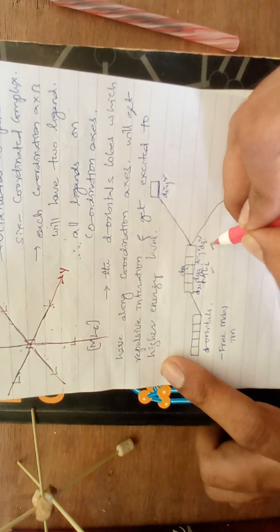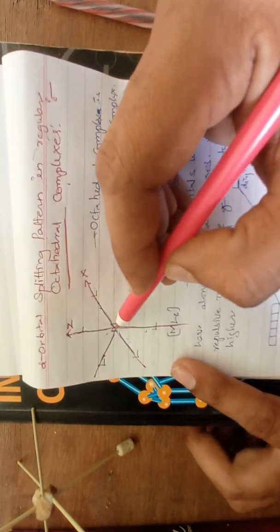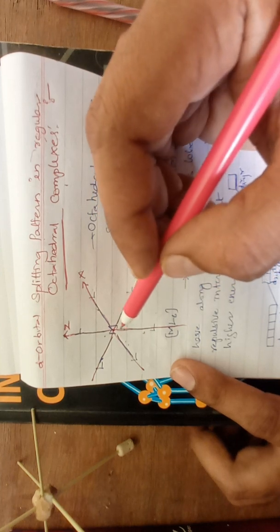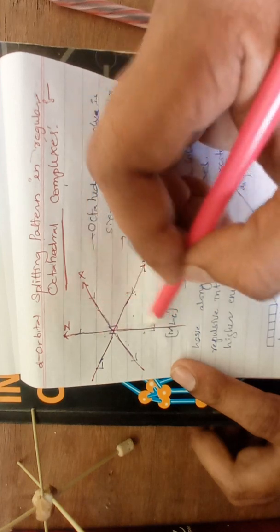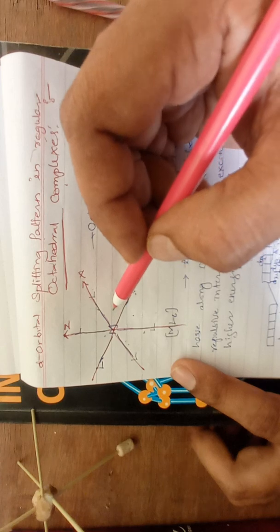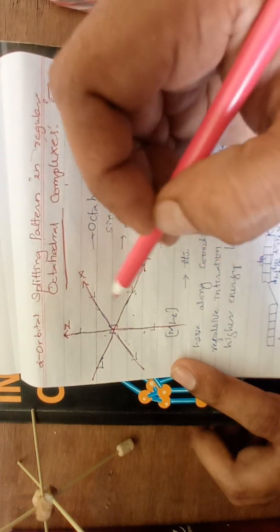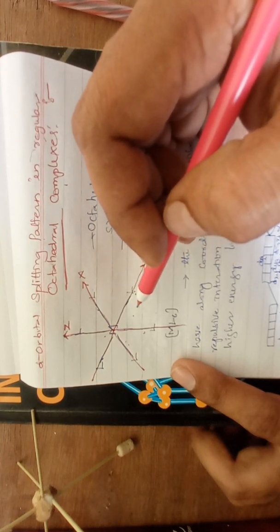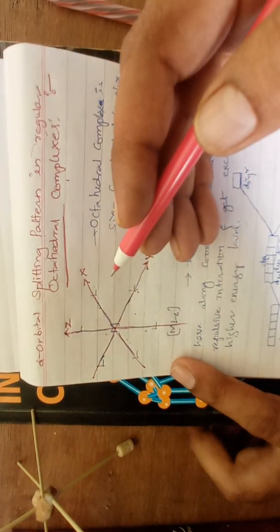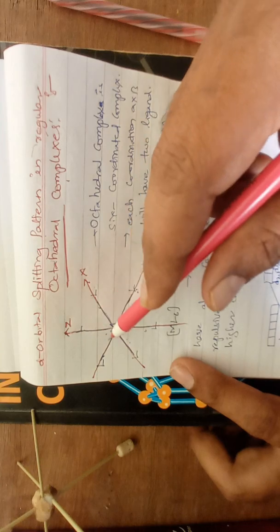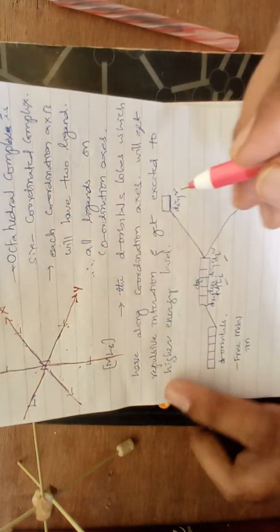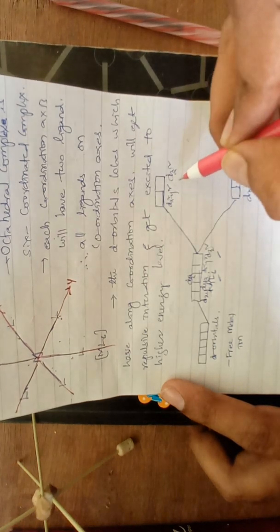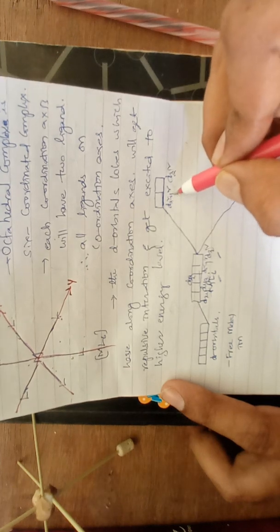Coming to the dz square orbital, how is it? Along the z-axis there are two lobes, and at the middle, around all three coordinate axes, there is a spherical lobe. This means the two z-oriented ligands will have direct repulsive interaction with the dz square lobes, and the four ligands along the x-axis and y-axis will have partial interaction with the spherical lobe. So the dz square also has repulsive interaction with all six ligands of the octahedral. To overcome such repulsive interaction, the dz square also gets excited, and the excited level reaches the dx square minus y square energy.